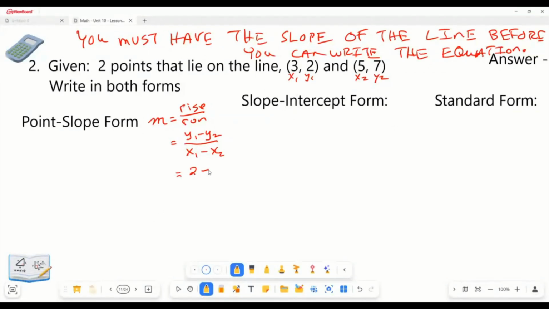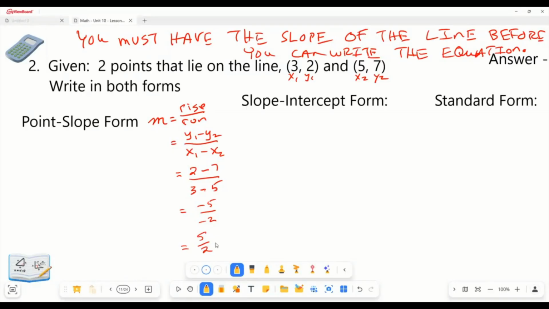y1 is 2 minus whatever the y coordinate is of the second point. It's positive 7. We have to be careful if that's negative. We're going to see one in just a minute. Over x1 minus x2. 2 minus 7 is negative 5. 3 minus 5 is negative 2. A negative 5 over a negative 2 is positive 5 halves. We now know the slope.